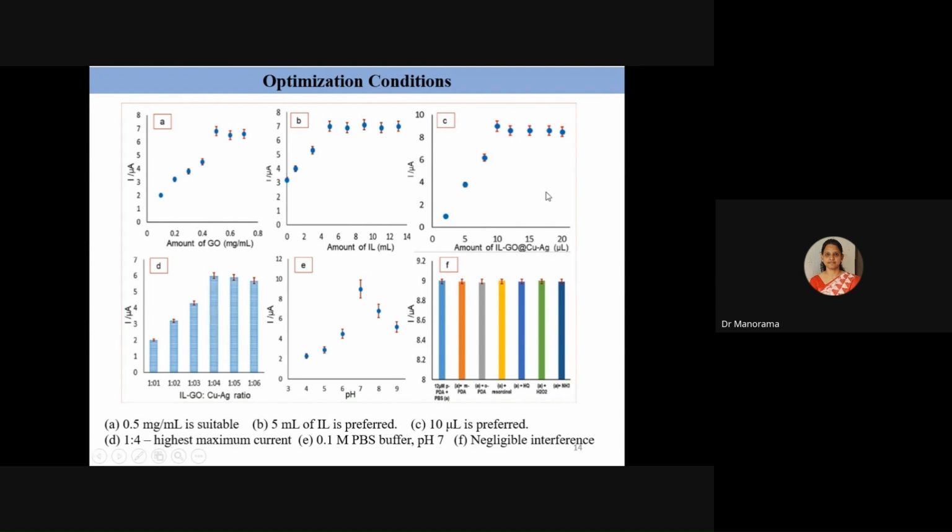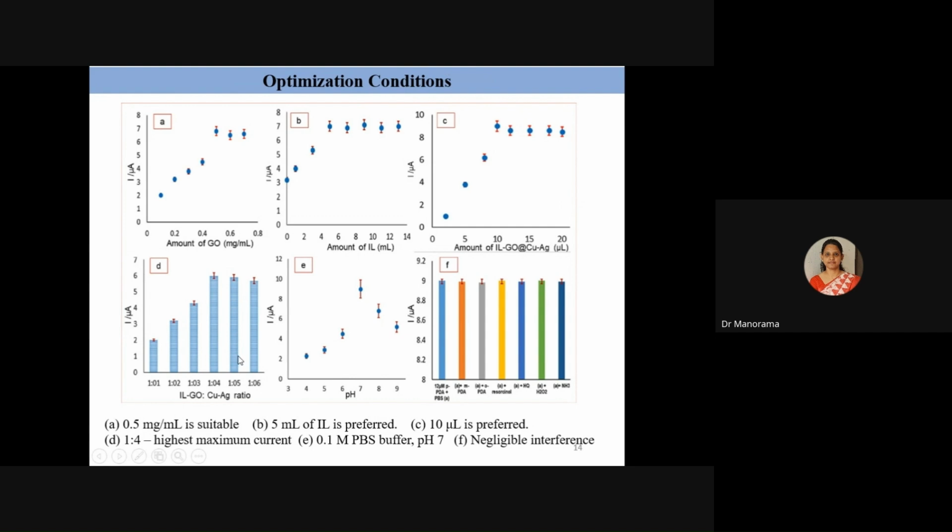And third, when we coat the film of the prepared nanocomposite dispersion on the electrode, how much of the dispersed nanocomposite should be taken? We have also optimized this. So 10 microliter is preferred for making the film on the glassy carbon electrode, and in this condition, we found the maximum current.